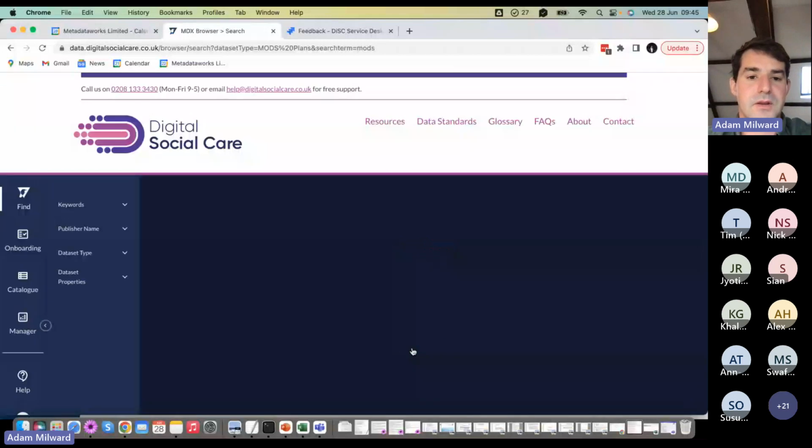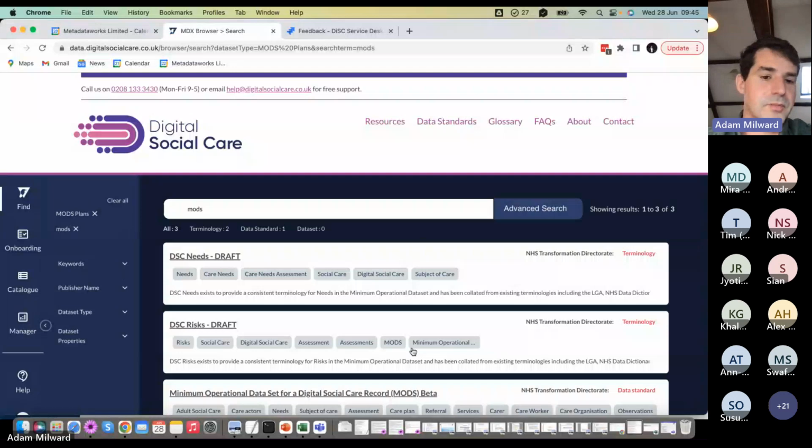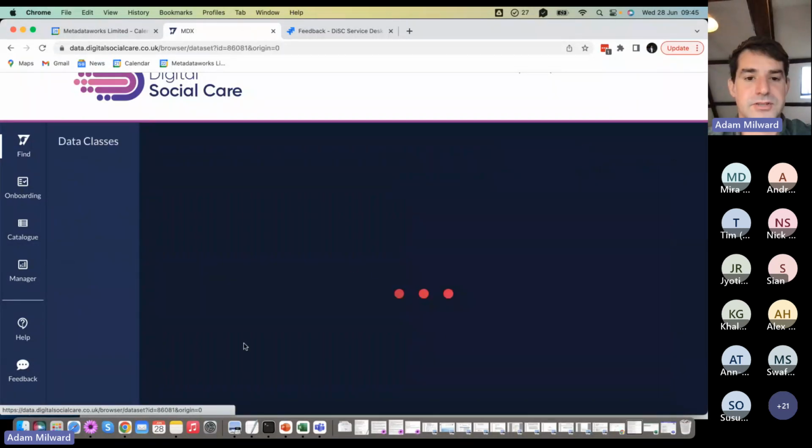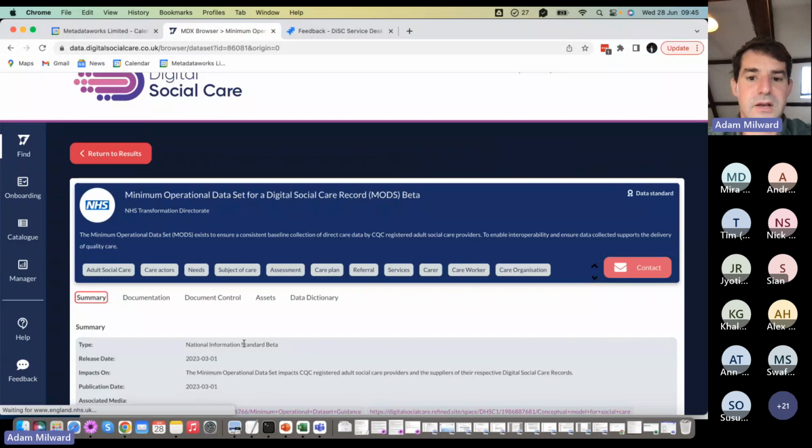There's some high-level information. We've got a few parts of it. We've got a needs terminology, we've got a risks terminology, and again, we'll be iterating those. And then we've got the minimum operational data set itself, the beta. So this is where you can find some information.